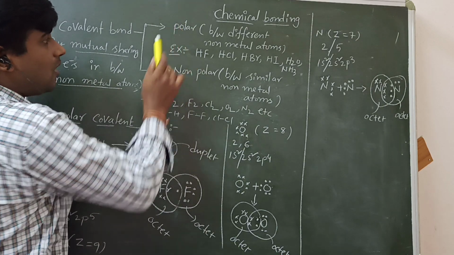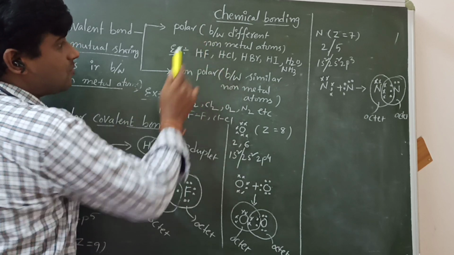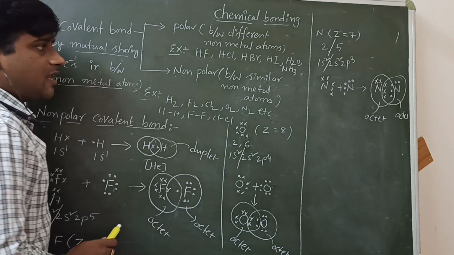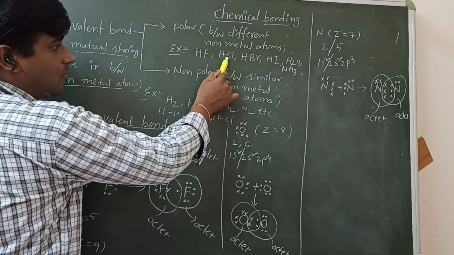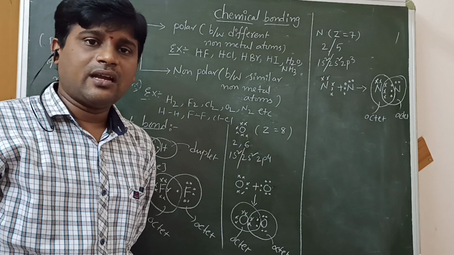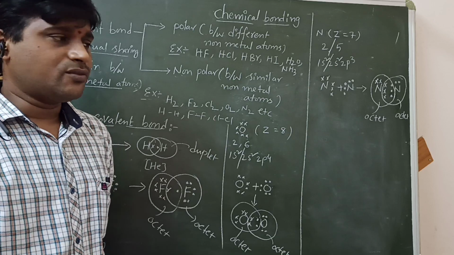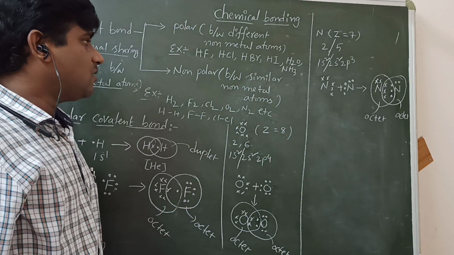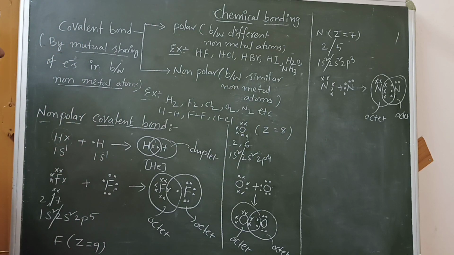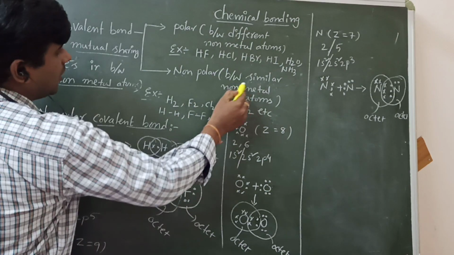Whereas in polar covalent bonds, the bond is formed by mutual sharing of electrons between different non-metal atoms, just like hydrogen chloride, hydrogen bromide, hydrogen iodide, H2O, NH3, etc. We'll discuss covalent bond formation clearly in this session. First the non-polar covalent bond, and after that we'll discuss the polar covalent bond. The non-polar covalent bond is formed between similar non-metal atoms.